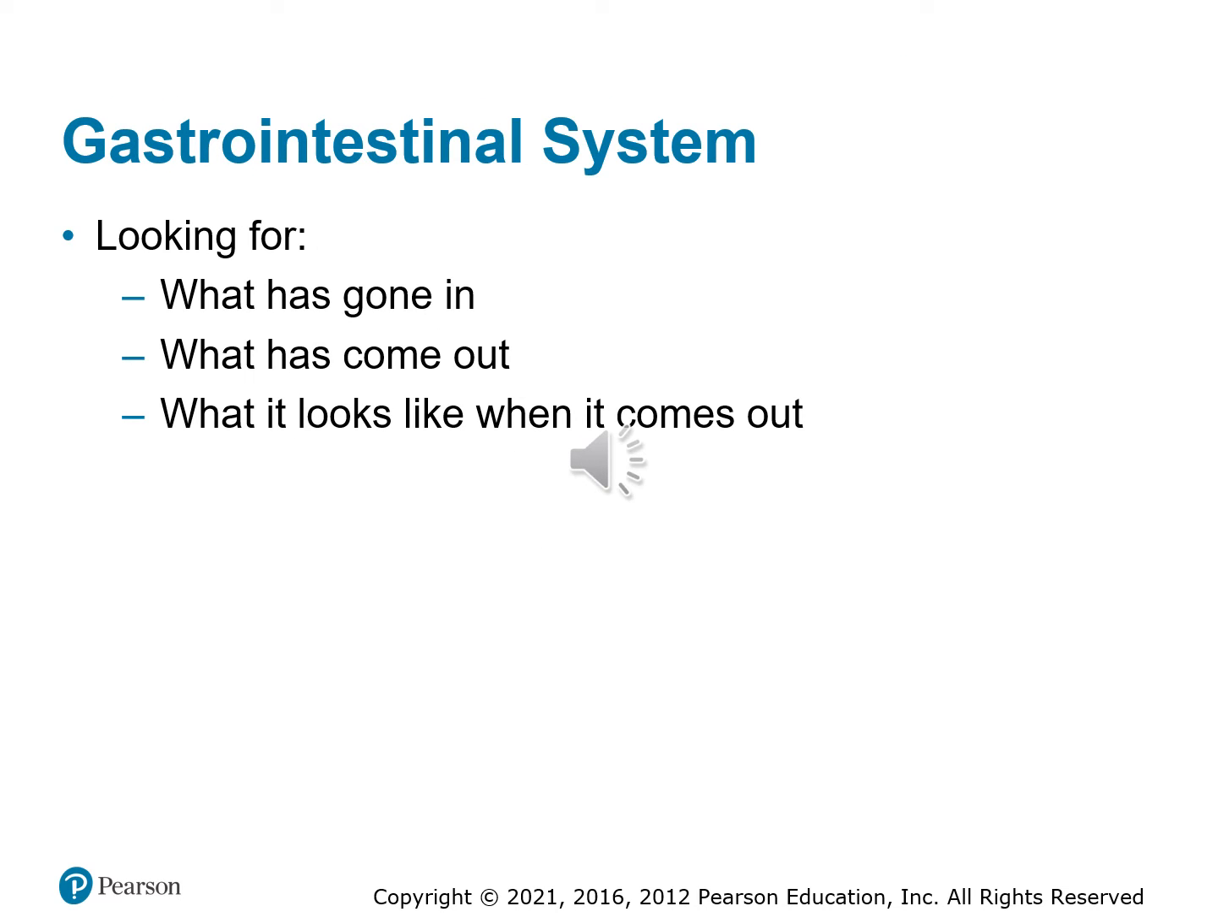The gastrointestinal system is dealing with the stomach, so we're looking for what the patient has recently consumed and has that come out. Are they having vomiting? Are they having diarrhea? If they are, what does that look like? When there's blood in vomit or in stool, it's going to have a different appearance than just looks like the food you ate just chewed up.